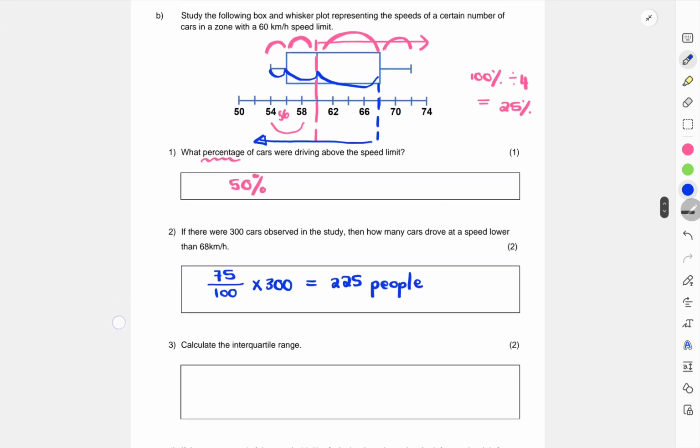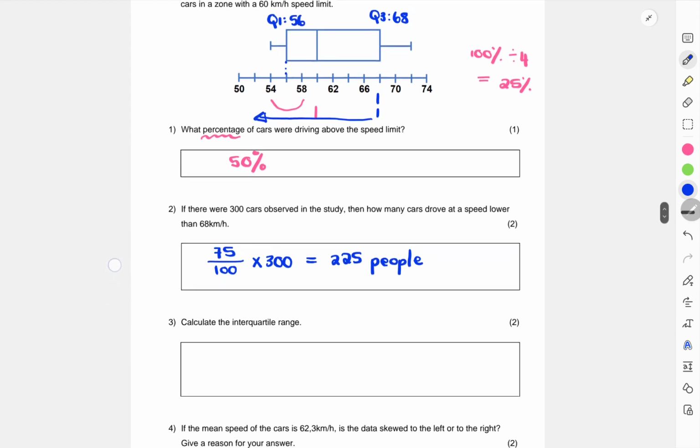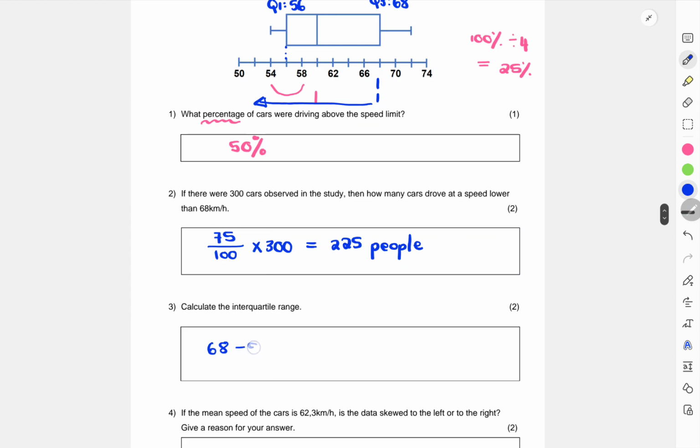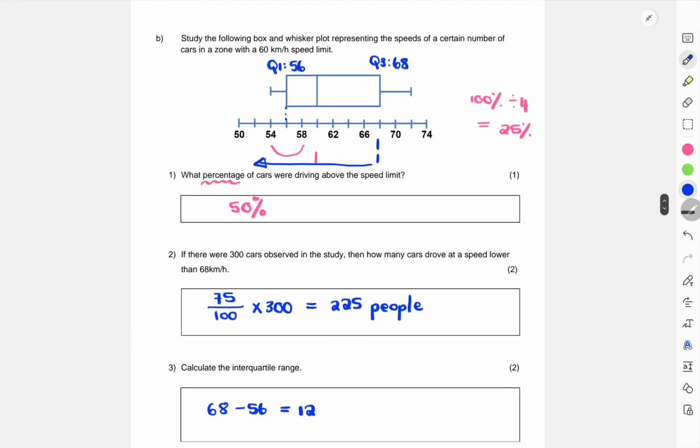Okay, calculate the interquartile range. Let me just clear up here so that I can see what's going on. Your upper quartile, quartile 3, is represented with 68, and your quartile 1 is represented with 56. So 68 minus 56 gives you 12. All you had to do is read accurately from your box and whisker.